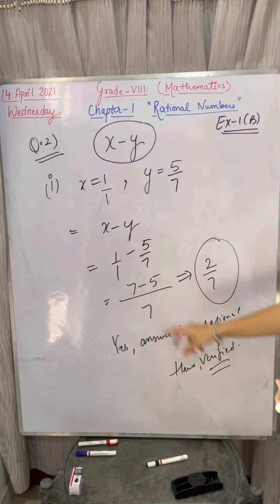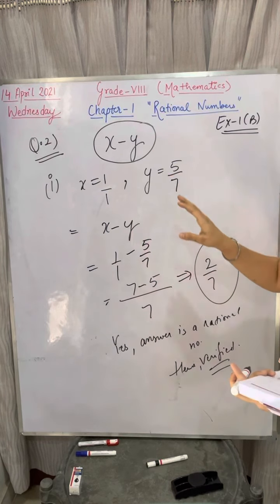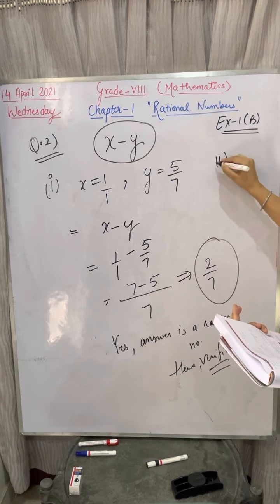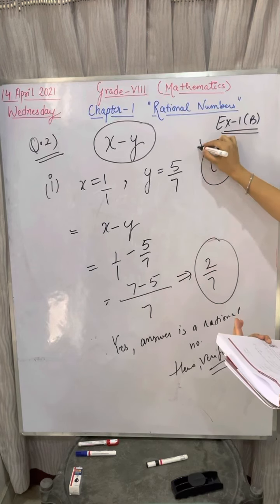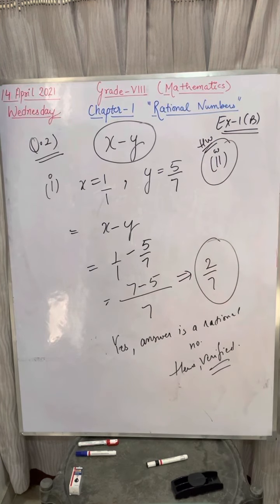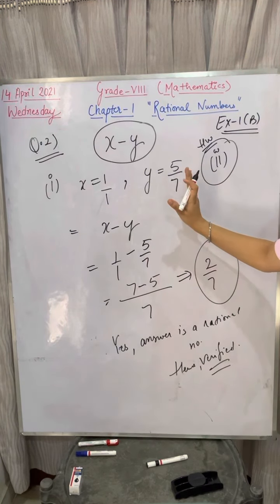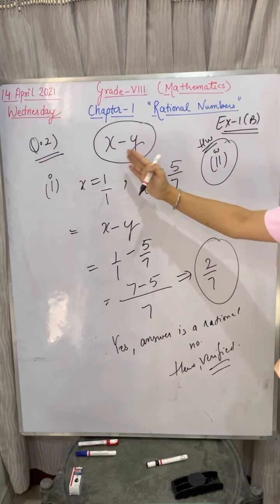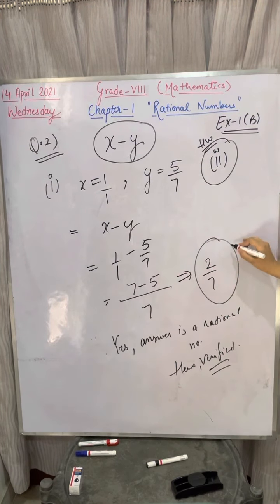So this is your second question, first part. Similarly, you have to solve the second part at home. The second part I am giving for homework. Just do the subtraction, only x minus y. If your answer comes in fraction, that means your answer is a rational number and hence verified. Okay?